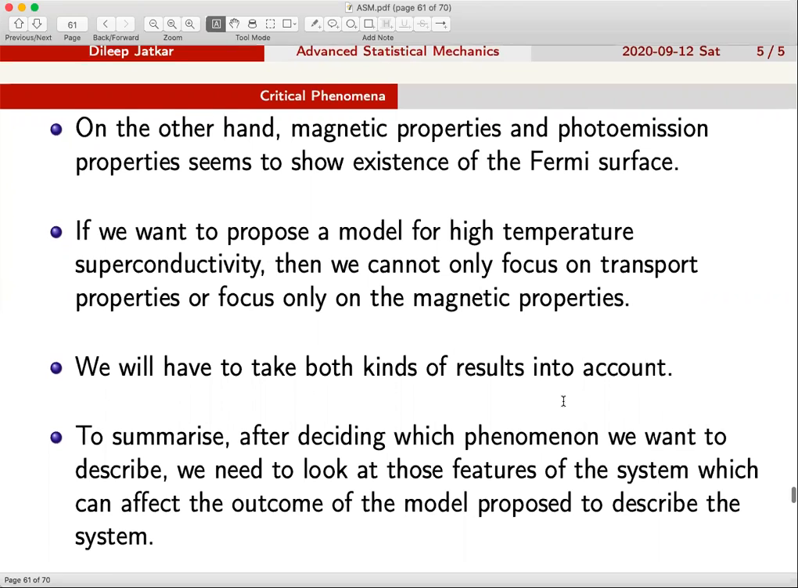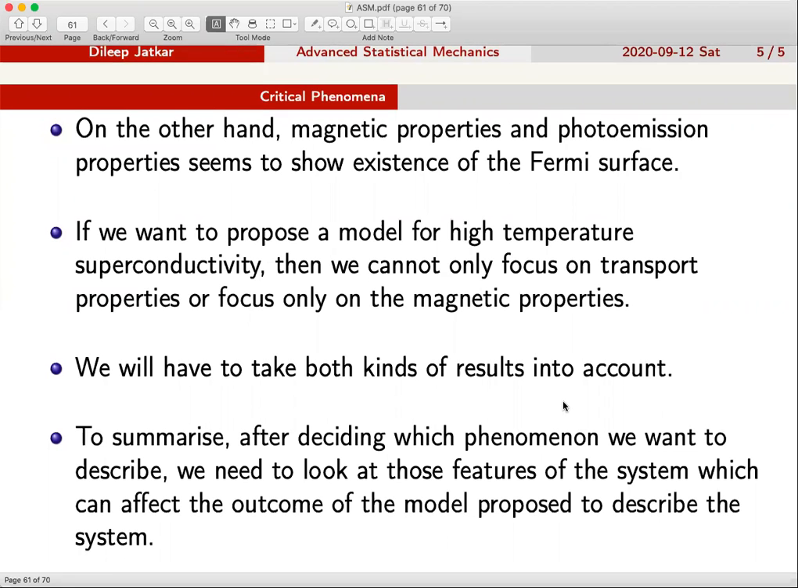And clearly if you want to propose a model, you cannot focus only on, say, transport properties of the system and ignore, say, magnetic or photo emission properties of the system, or the other way around, that you only focus on these properties and ignore transport properties. So you need to take into account, even to start with a basic model, a mix of the two to be able to give a reliable model which you can further correct to get other results right.